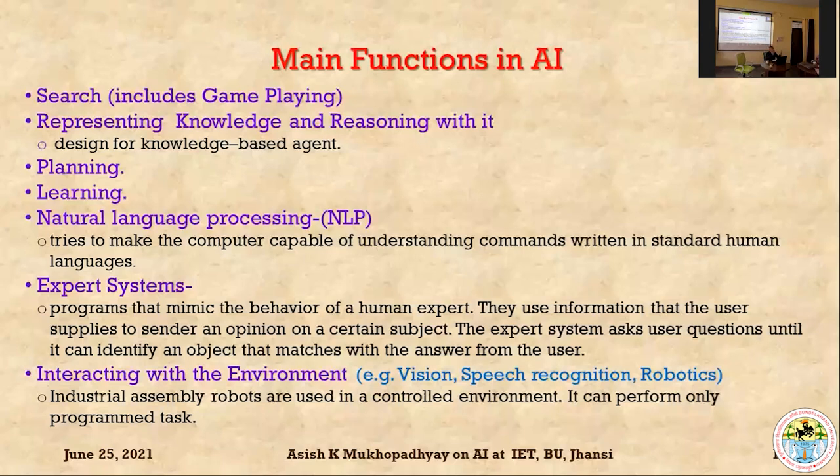We see, we hear, we listen. So our mouth, ears, not nose right now, in future maybe nose as well, and eyes. These are our external links for understanding the environment. So you have to interact with the environment using these. Industrial assembly robots are used to control the environment. They can perform only programmed tasks.